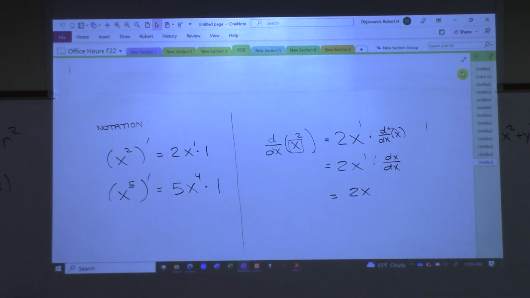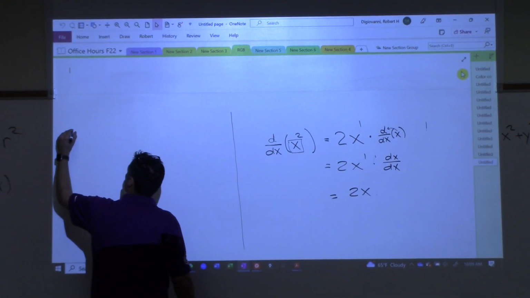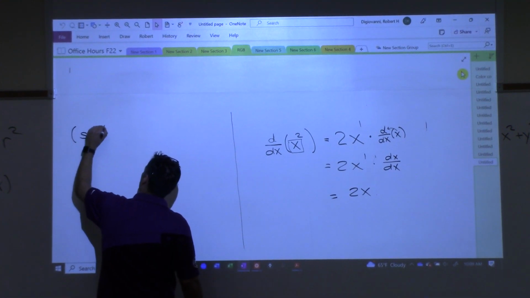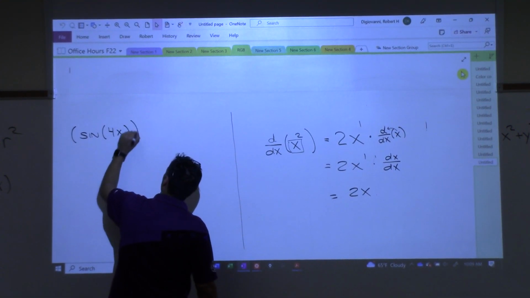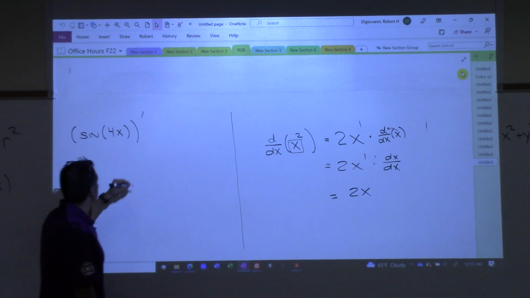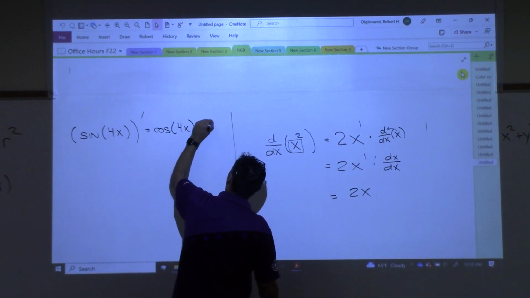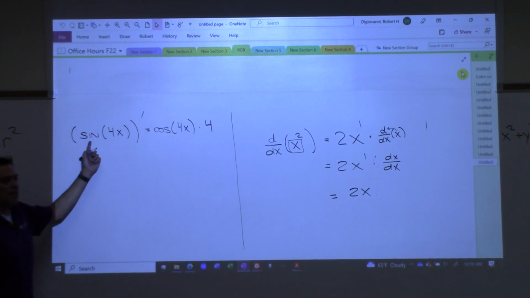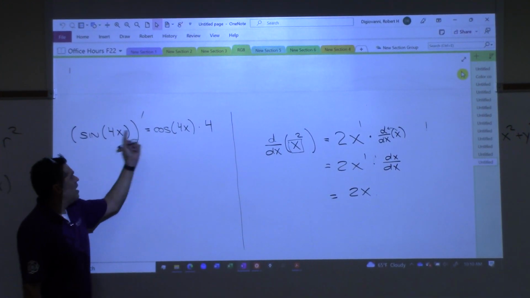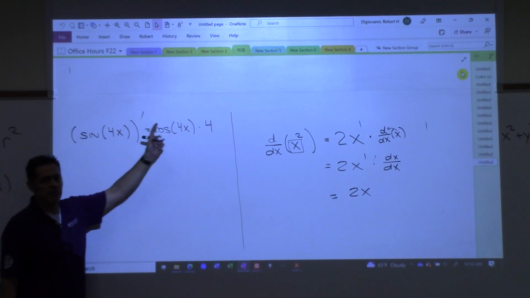Let me do something a little different. Okay, if I said, hey everyone, take sine of 4x, take the derivative. That's the way I've been doing it, right? Take the derivative of that, and we would get an answer. The answer to this would be cosine of 4x times 4. So you're taking the derivative of the outer function. Derivative of sine is cosine. Don't touch the inside. And then times the derivative of the inside. Derivative of 4x is 4, right?